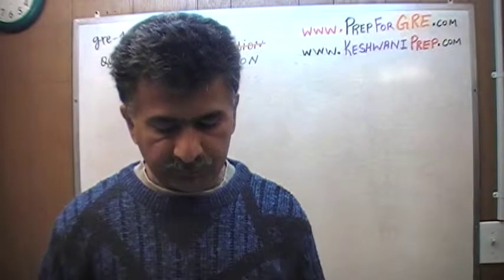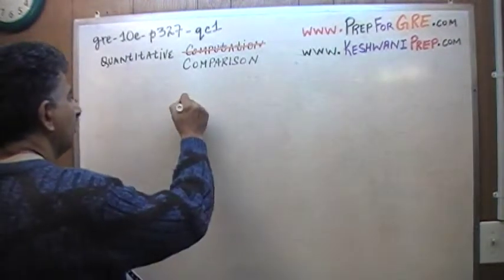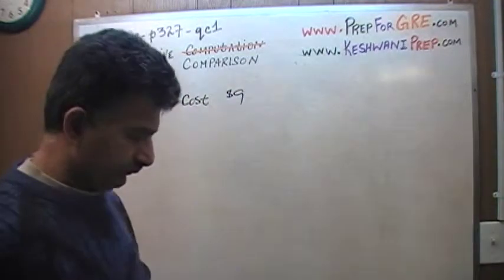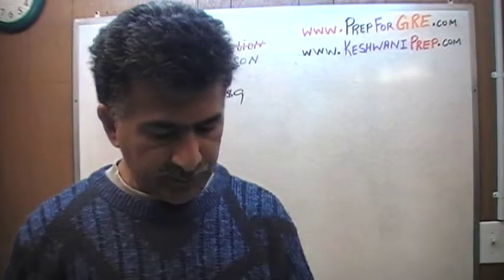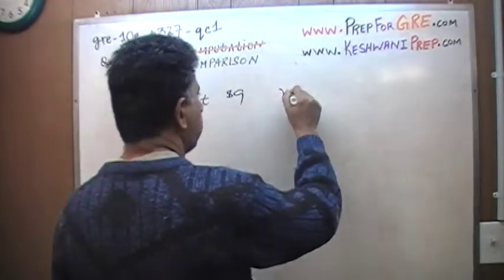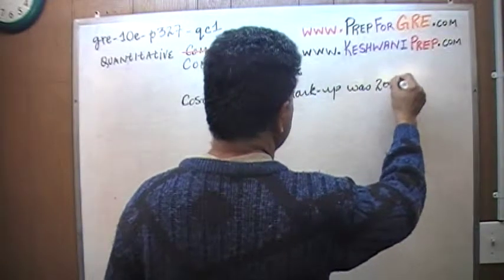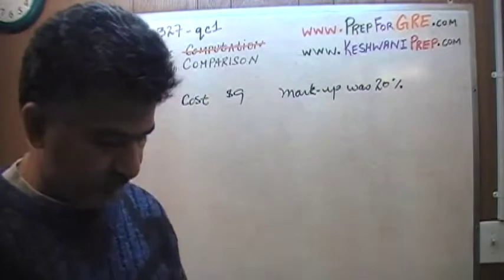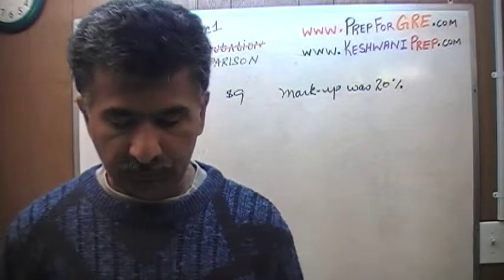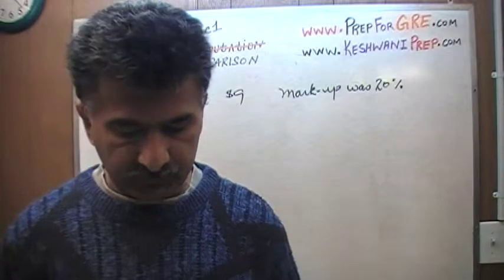A hardware store purchased identical snow shovels at the cost of $9 apiece. So the cost is $9 per piece. And sold each of them for 20% above the cost. So their markup was 20%. That's what it's called, markup. Whatever the cost was, they tag on 20% of the cost before they sell it.